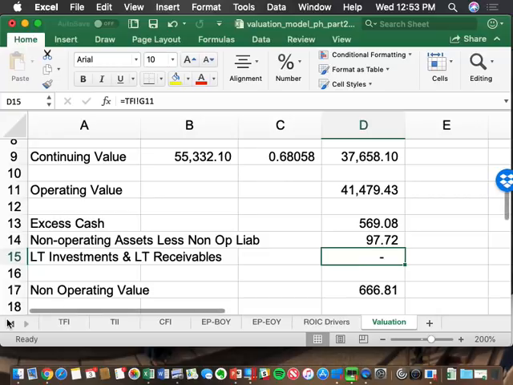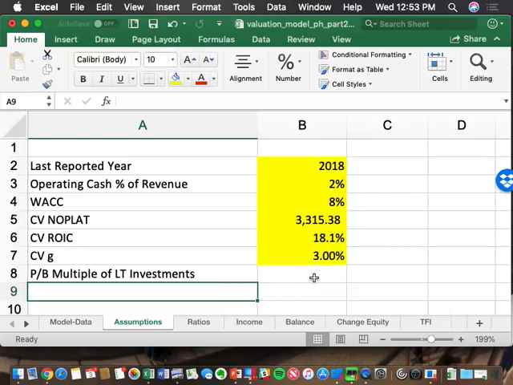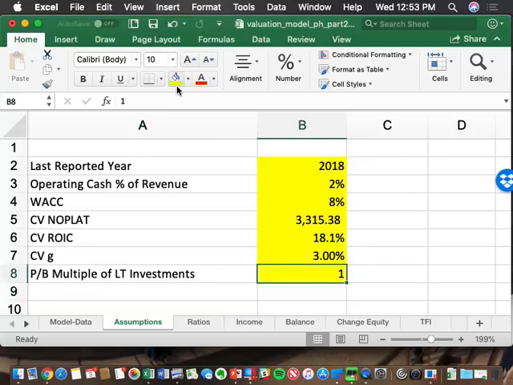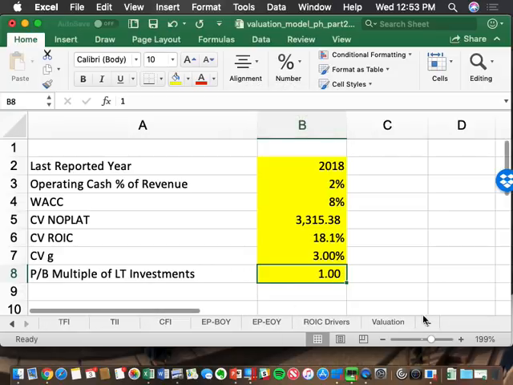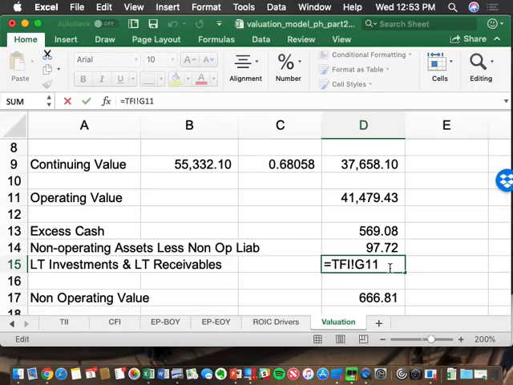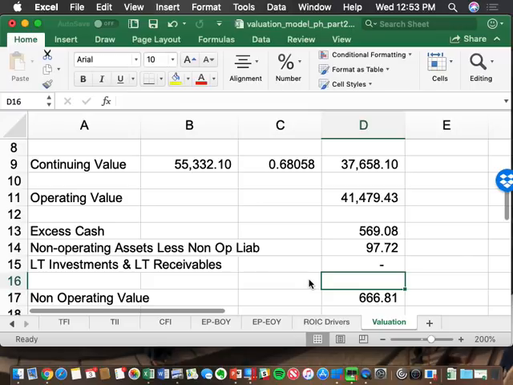So here's how we're going to do this. This doesn't happen a lot, but if you ever need to, on the Assumptions tab, we're going to put in row 8, the price to book multiple of long-term investments. And right now, I'm just going to leave it at 1, yellow, 2 decimal places. And here's what I'm going to do. I'm going to take my long-term investments off the balance sheet, TFI G11, and I'm going to multiply that by Assumptions B8.